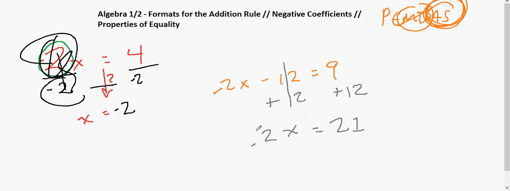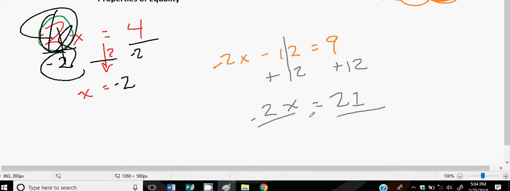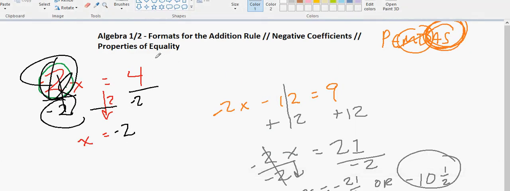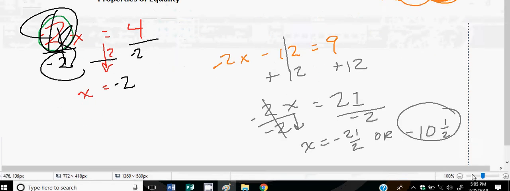21. Divide both sides by what? Negative 2x. Negative 2. Just negative 2. We need to keep our x so it goes down to the bottom. So what is x? It is a negative 21 halves. Or, what's the mixed number? Negative 10 and a half. Very nice. All right, let's finish up here.